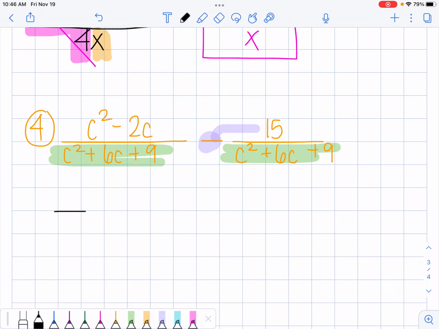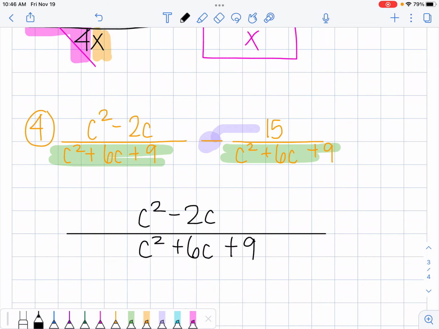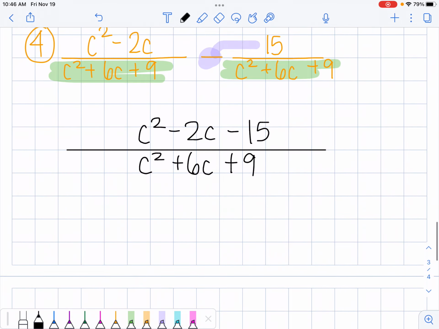So I'm going to write out everything I have. I'm going to move this down actually a little bit more. So I have c squared plus 6c plus 9. And on the top, I have c squared minus 2c minus 15. Now, when you're dealing with quadratics, you have to first factor each expression, and then we're going to try and cancel groups. So over here, I'm going to factor c squared minus 2c minus 15.